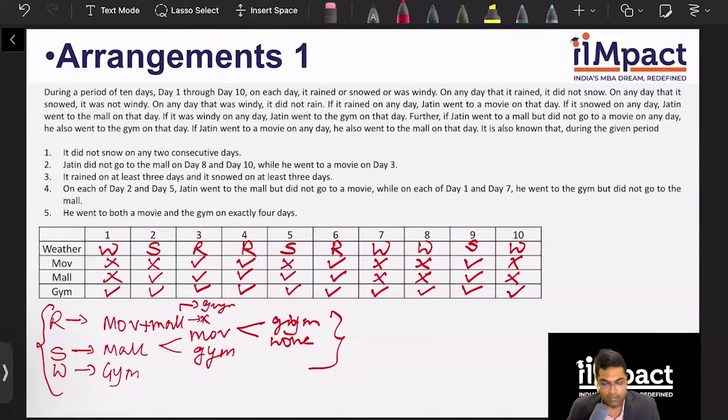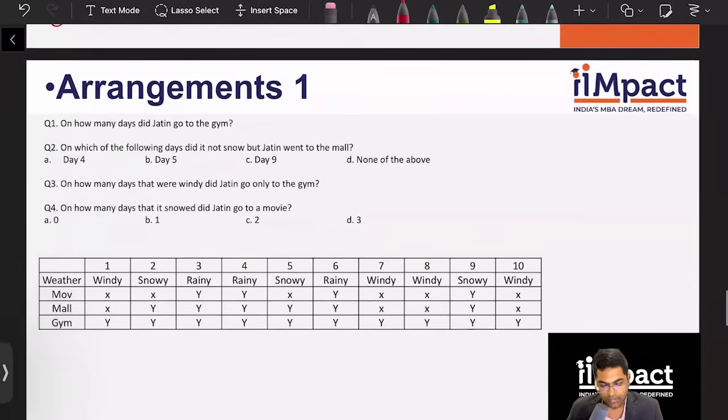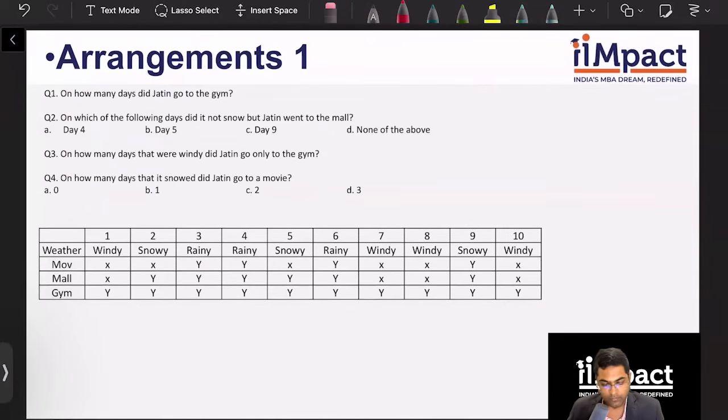But before that, guys, tell me if this was more than a 7-minute set. Be honest. Was it more than a 7-minute set? I hope not, right? It's very straightforward. It's a complete set. Very, very simple, I felt. Let's answer the questions. On how many days did Jatin go to the gym? I think all the 10 days. All the 10 days. Yes.